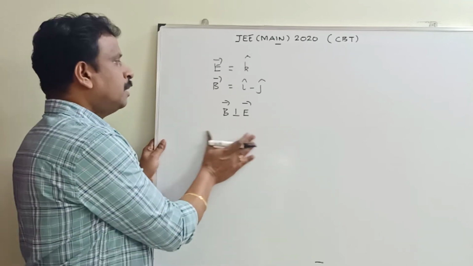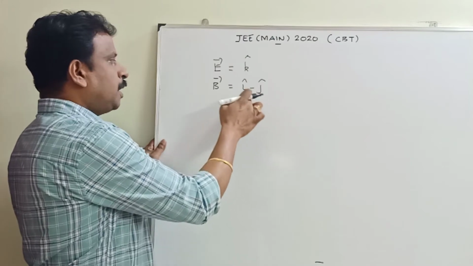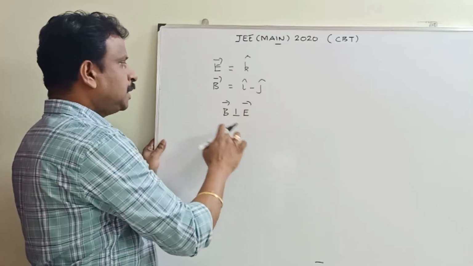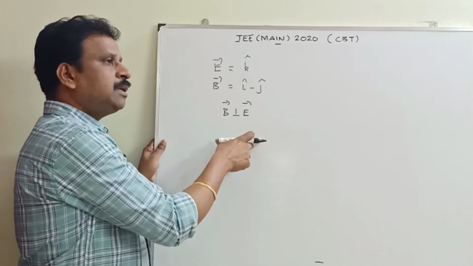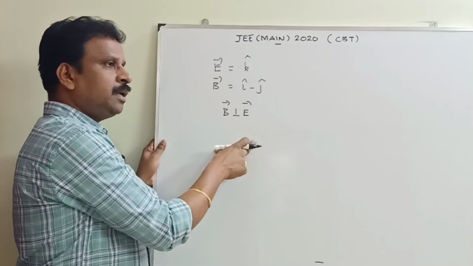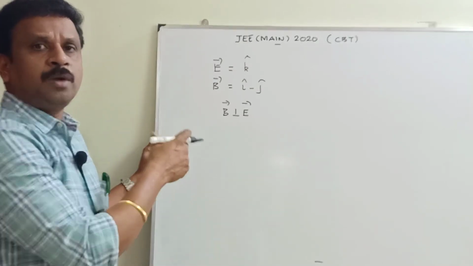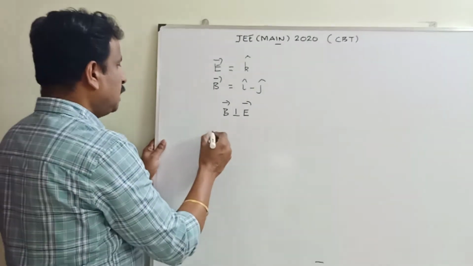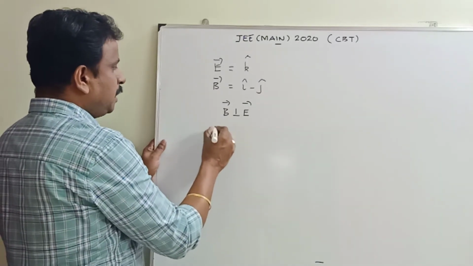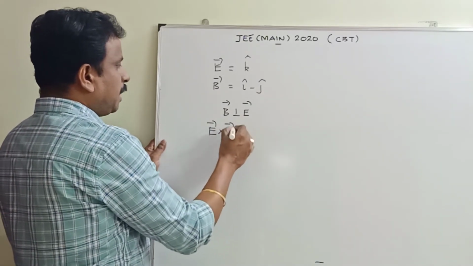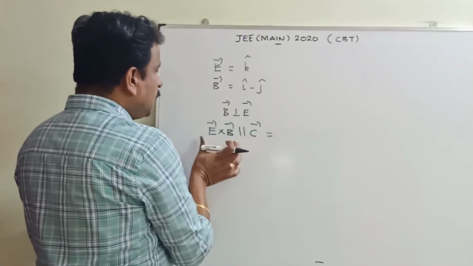If you take the cross product of the two vectors, it will give you another vector, and that vector will be the direction of propagation of the electromagnetic wave, which will be equal to the unit vector of this cross product. So what I am saying is, E vector cross B vector will be parallel to another vector C vector, and this will be its unit vector.